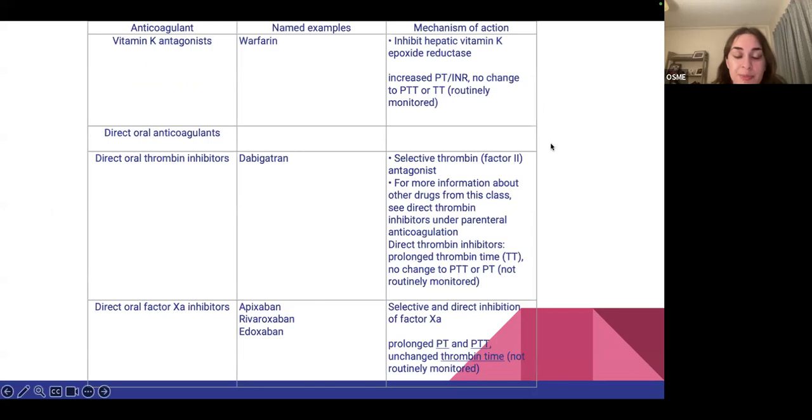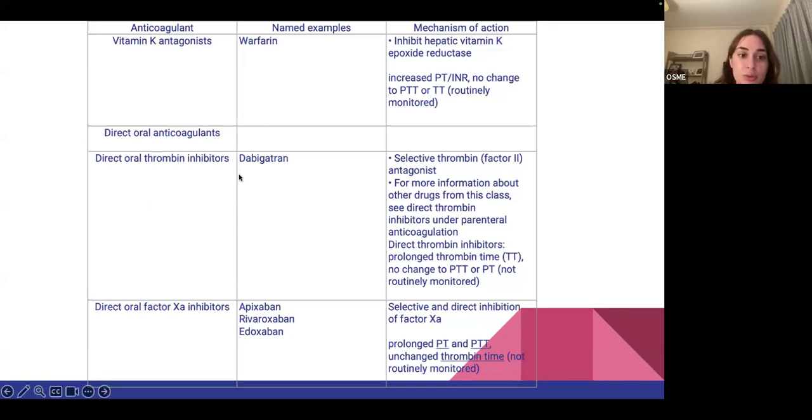This is a table I made just to help summarize the different types of anticoagulants. So warfarin's the only vitamin K antagonist, and it's the only one that requires monitoring, and you do this via INR. On a blood result, if someone's on warfarin, you would expect an increase in prothrombin time because vitamin K affects factors 2, 7, and 10.